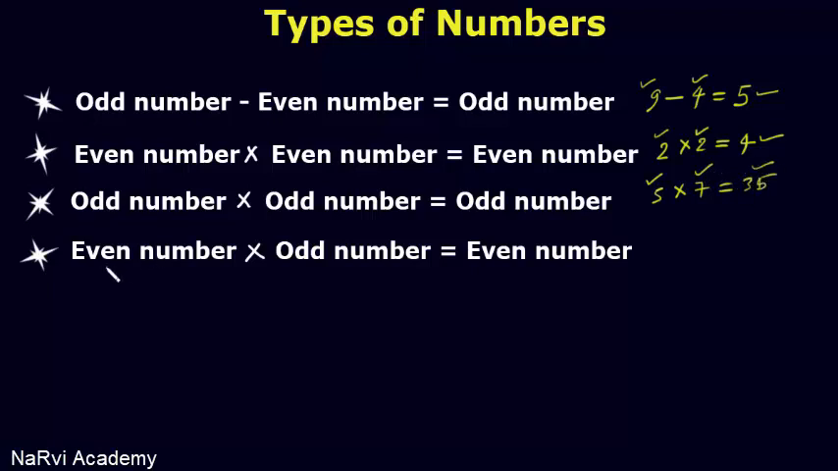Again, if we multiply an even number with odd number, we will always get an even number. Let's take an example. 4 is an even number. If we multiply with an odd number 5, it will be 20, which is an even number.